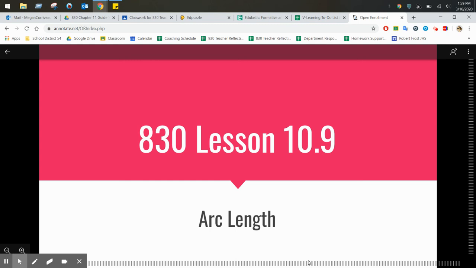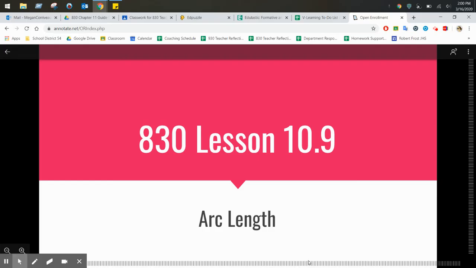Okay, we're talking about lesson 10.9 here in geometry. So this lesson is about arc length. Now, yes, this lesson is from chapter 10, even though we're moving on to chapter 11 now. But we talked about it briefly back in chapter 10 that every time we were talking about an arc in chapter 10, we were talking about arc measure. That was in degrees. Arc length is how long is that arc in centimeters, inches, or things like that.